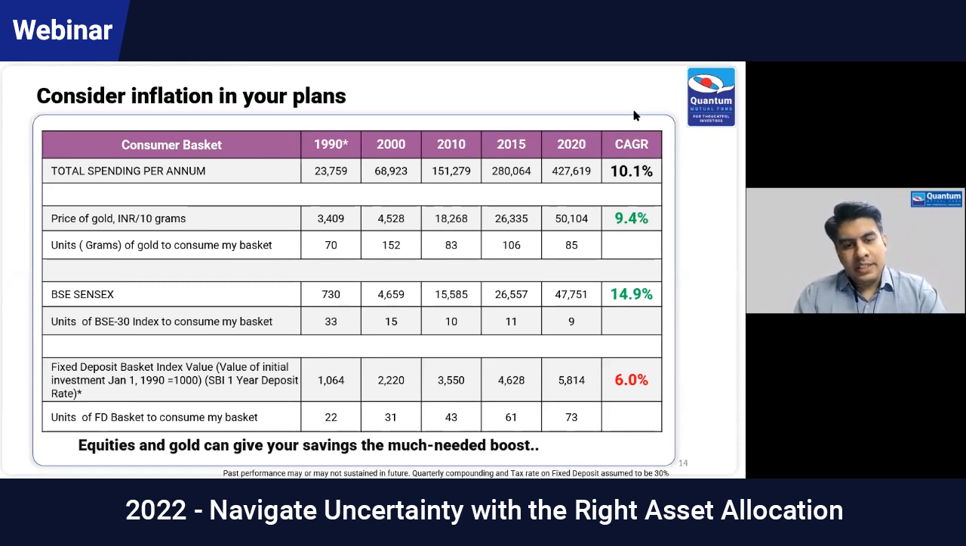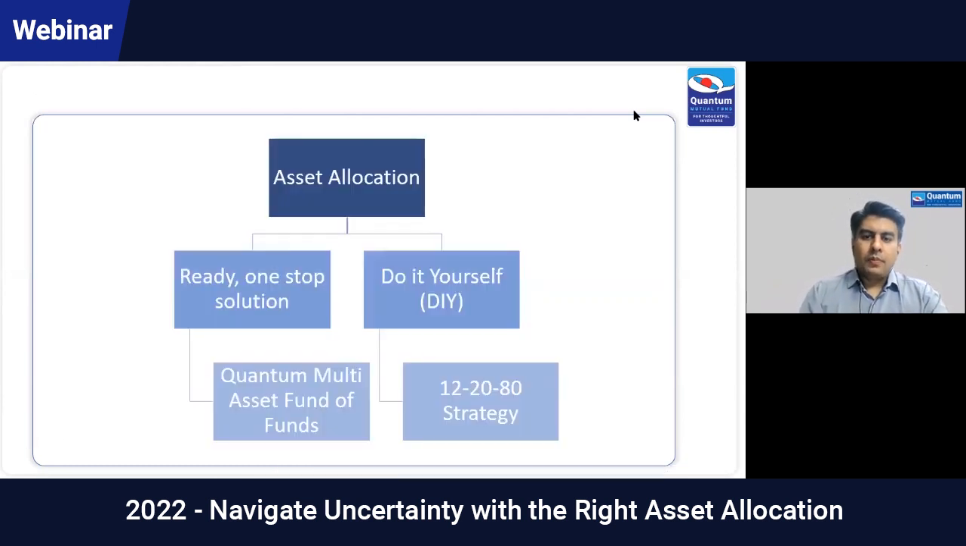So equities is the asset class which should be the bulk of your assets within your portfolio. Plus you need to have stability and some diversification to help you have a smoother ride. So when it comes to asset allocation, of course, equities have done really well. It has to be a bigger part, but within an asset allocation, what should you do? There are two ways to go about it. There is a ready one-stop solution available by funds, and there is something called do it yourself, where you can shape up your own asset allocation.